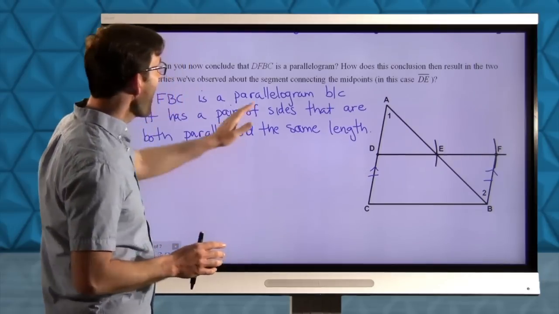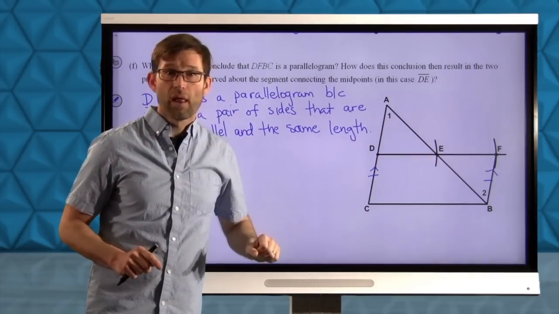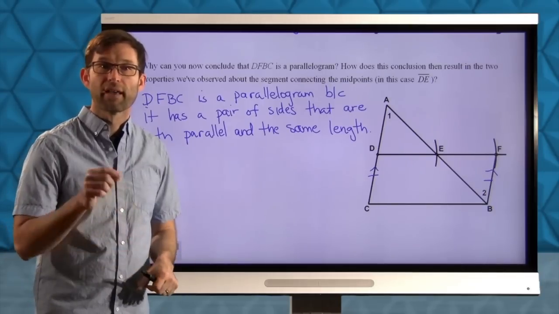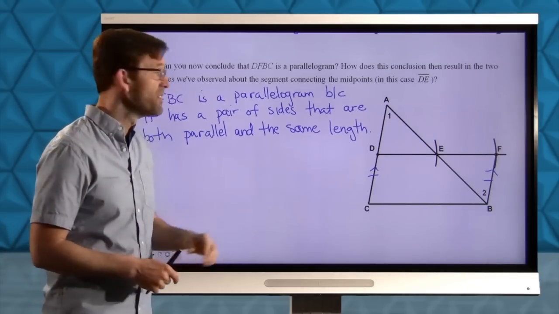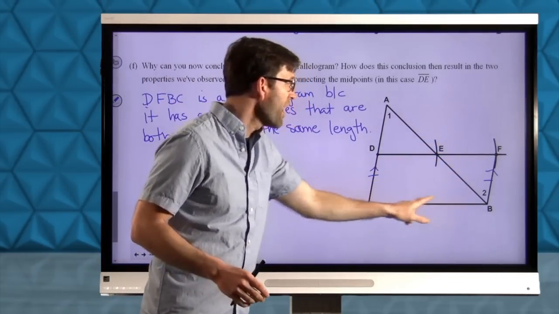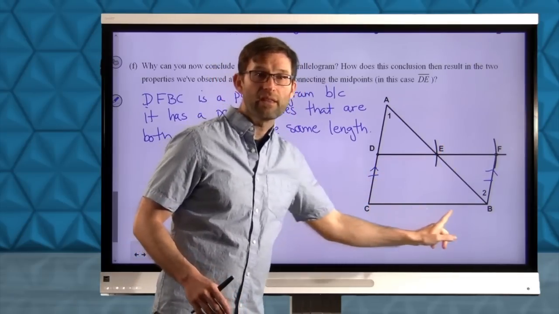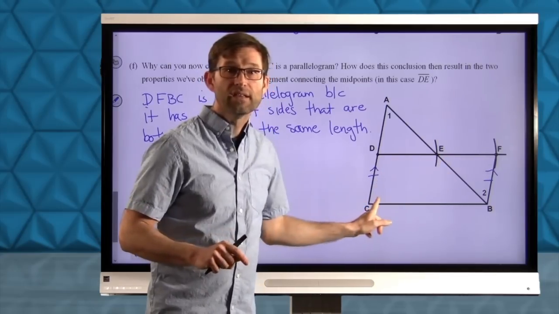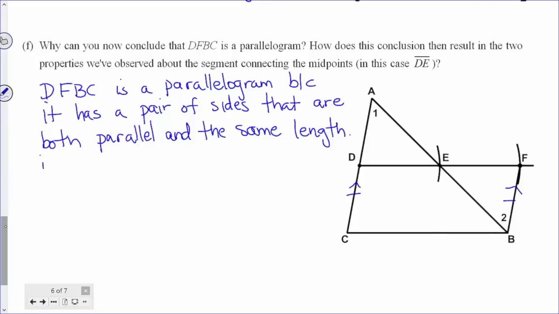Okay? How does this conclusion, i.e. how does knowing that this thing is a parallelogram, then result in the two properties observed by connecting the midpoints with a segment, in this case, DE, right? Why is it that now, based on the fact that I know this is a parallelogram, I can now say that DE is half the length of BC, okay? And DE is parallel to BC. Well, let's take them one at a time. Let's do the half the length thing.